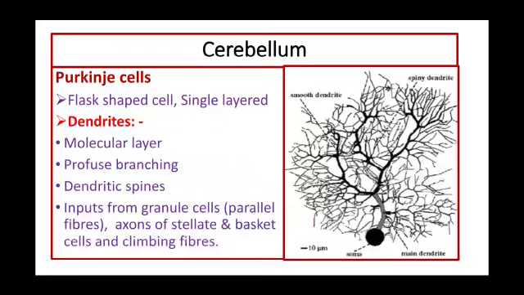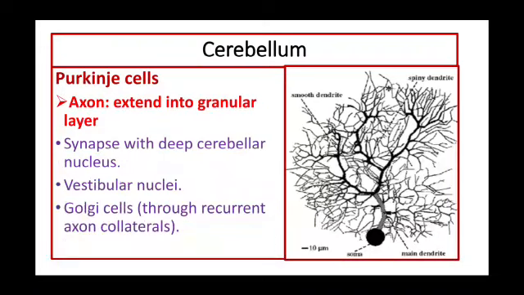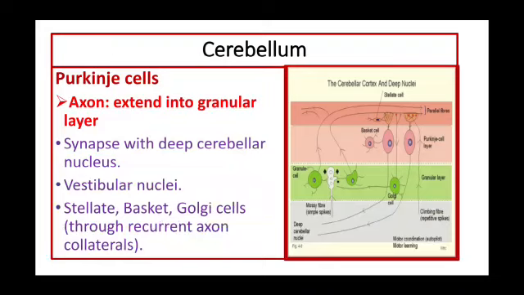They receive inputs from granule cells, that is parallel fibers. Apart from this, axons of stellate and basket cells and climbing fibers. The axons extend into the granular layer. They synapse with the deep cerebellar nucleus, the vestibular nucleus, as well as the Golgi cells through recurrent axon collaterals. So here you can visualize the Purkinje cell layer. Try to identify the Purkinje cells.